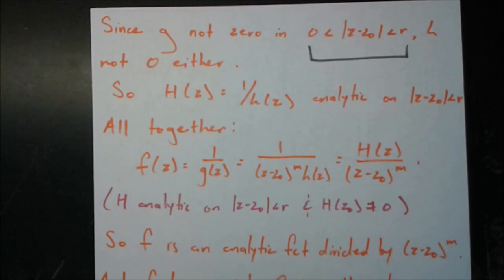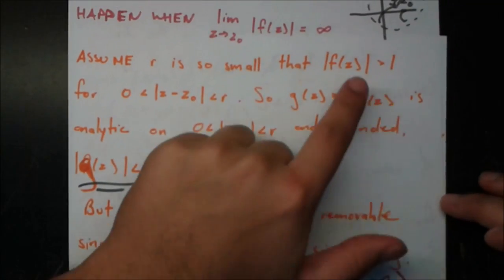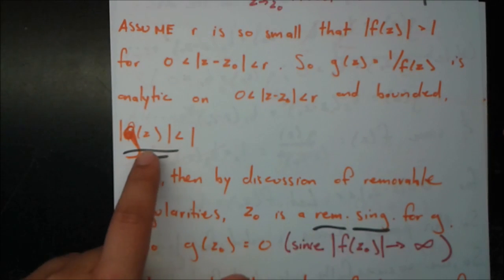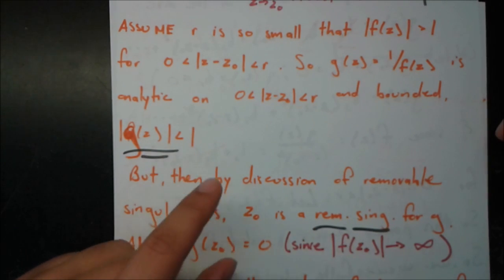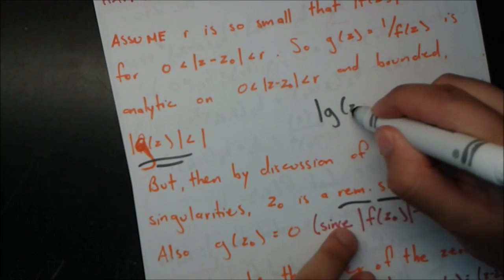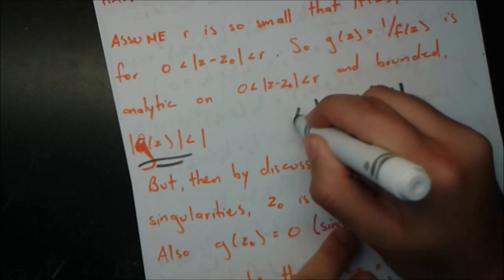How do we know g is not 0 on this punctured disk? Well, it goes back to this. We know the modulus of f of z is greater than 1 on this punctured disk, which tells us that the modulus of g of z is less than 1. But it also tells us that the modulus of g of z is greater than 0. So we can write that here. We can write that the modulus of g of z is less than 1, but also greater than 0.